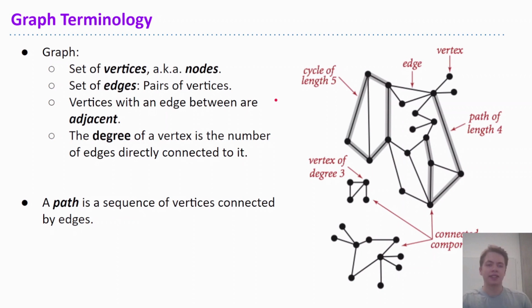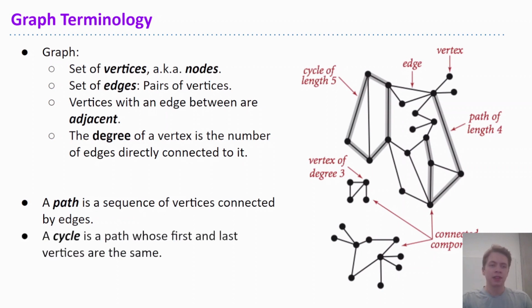And then a path is a sequence of vertices connected by edges, so a sequence of adjacent vertices. And then a cycle is a path whose first and last vertices are the same. So if we were to look at this graph down here, there would be a 3 cycle between this vertex, this vertex, and this vertex. 1, 2, 3. Great. And then a graph that contains a cycle is known as a cyclic graph, and a graph without any cycles is an acyclic graph.